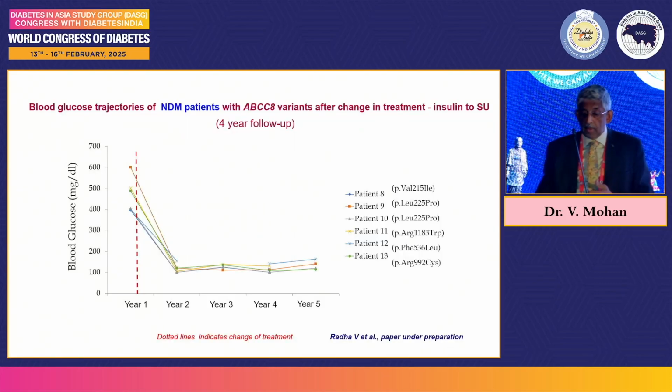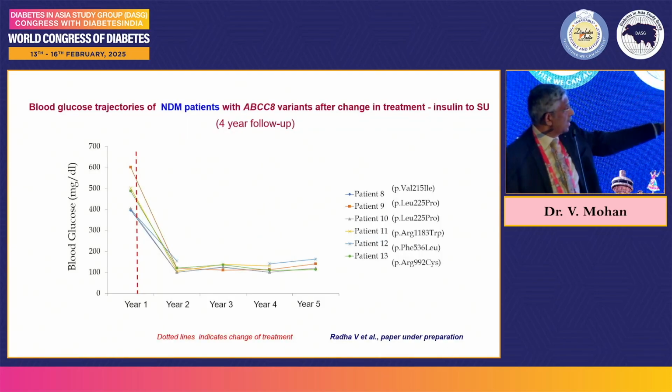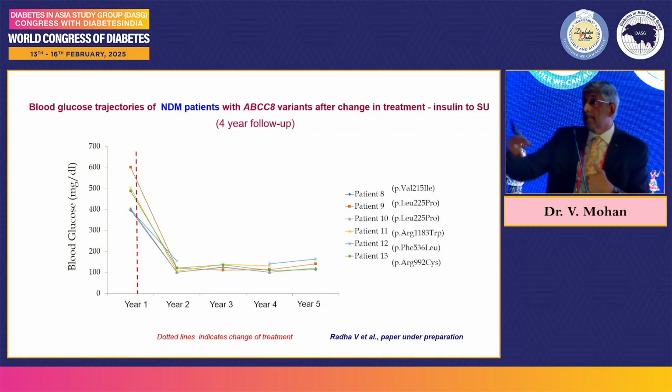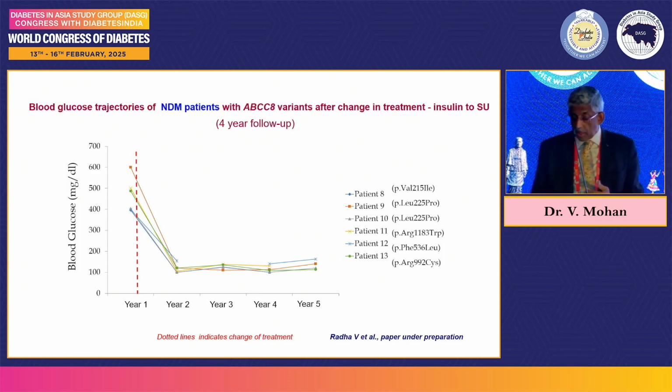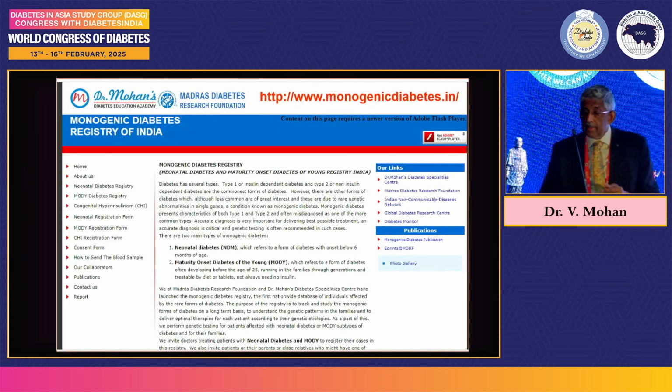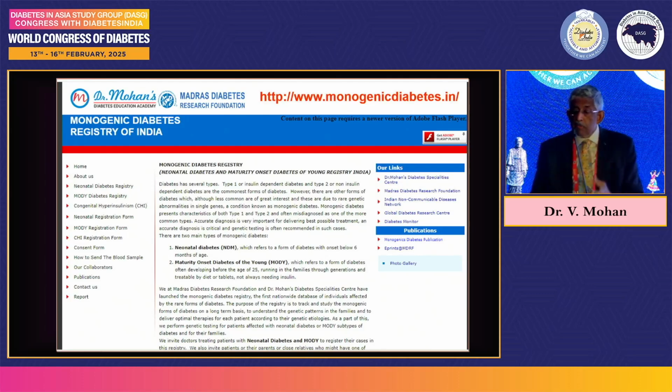Now we have very large numbers. You can see how the A1C comes down. And we have follow-up now for second year, third year, fourth year, fifth year. We are following up all these children. So we created this registry of monogenic diabetes.